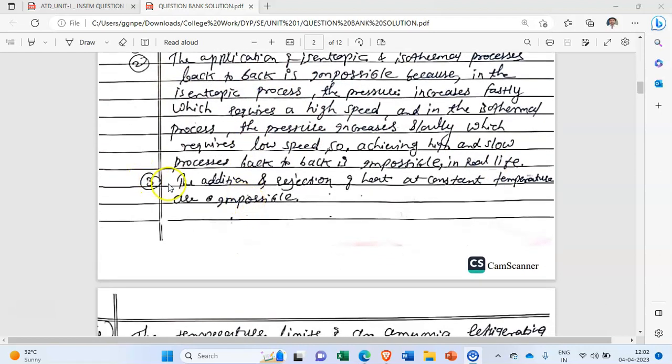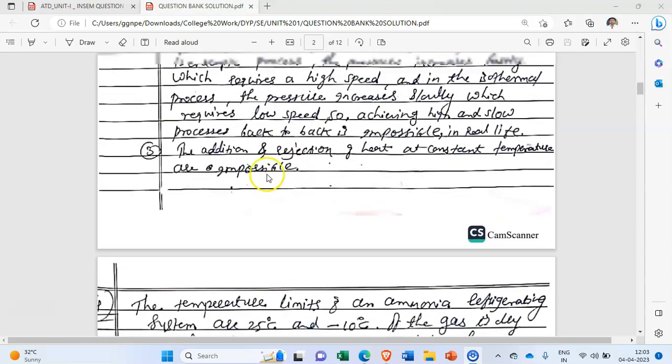And what is the second limitation? Adding and rejecting heat at constant temperature is impossible, because everybody knows that whenever we add heat into the system, the temperature definitely increases. So these are the limitations.